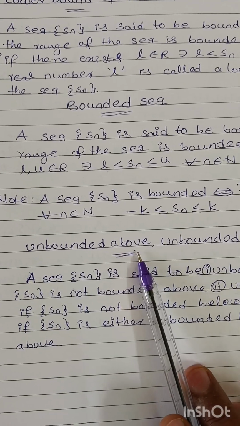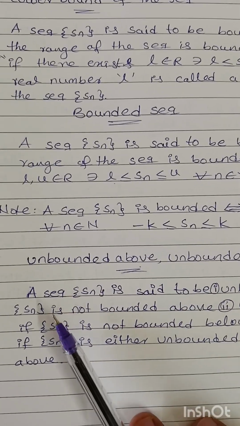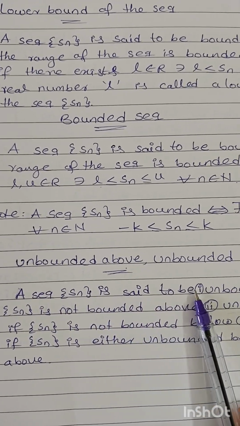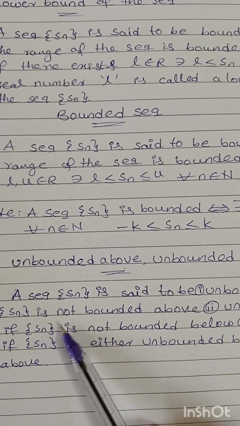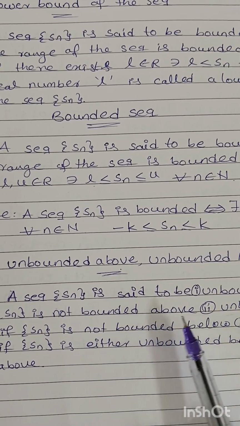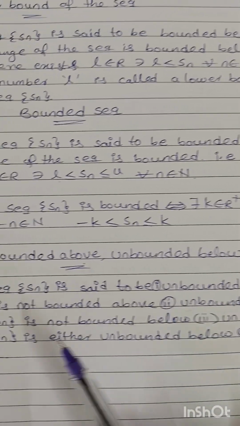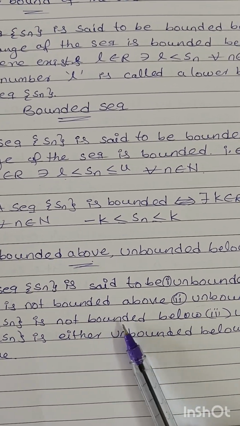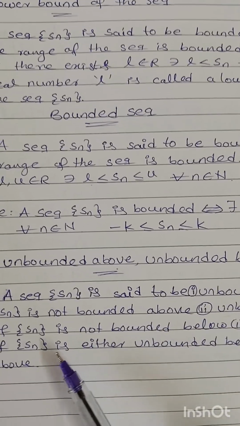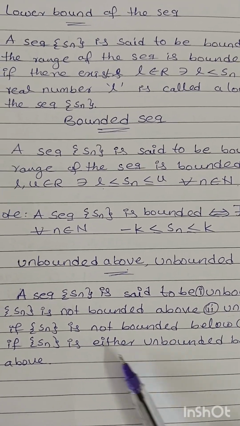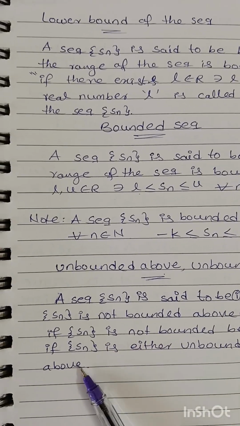Next, unbounded above, unbounded below and unbounded sequence. A sequence Sn is said to be unbounded above if the sequence is not bounded above. Next, unbounded below if the sequence is not bounded below. Next, unbounded sequence if the sequence Sn is either unbounded below or unbounded above.